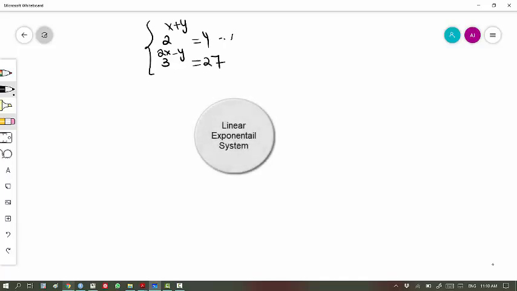Let me start with an example: 2 to the power x plus y is equal to 4, and 3 to the power of 2x minus y equal to 27. This is the first equation, this is the second equation. Now, you can see here we have two variables, x and y. The power of both x and y are 1, therefore this is called linear. Since x and y, both of them are in the power, therefore we call it a linear exponential system.